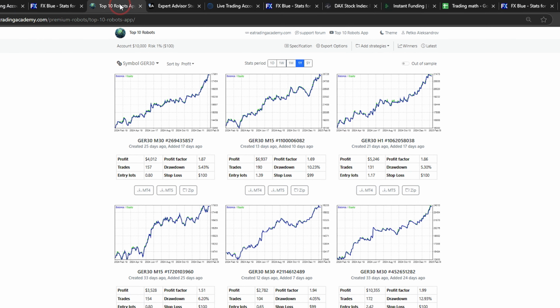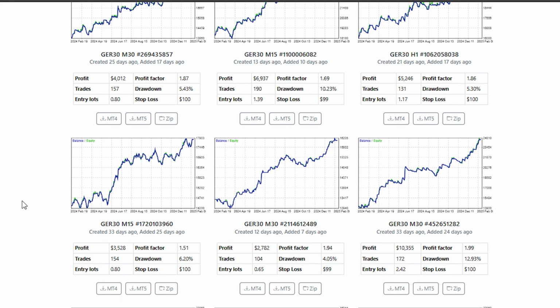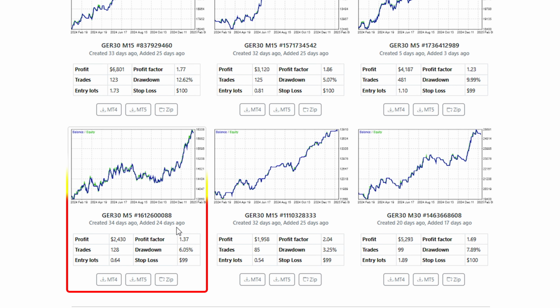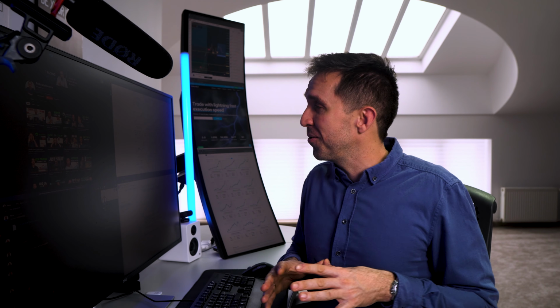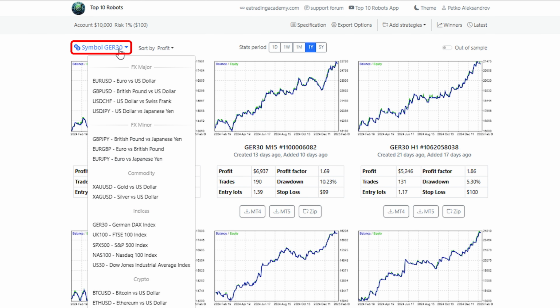And if I go to the top 10 robots app, you will see that this strategy is right in here and it's really profitable recently. And I was wondering which one to share with you for free. So I decided to do the following: a free trial for the top 10 robots app for any of the indices. So you can select between the DAX, the FTSE, S&P 500, the Nasdaq, and the Dow Jones.